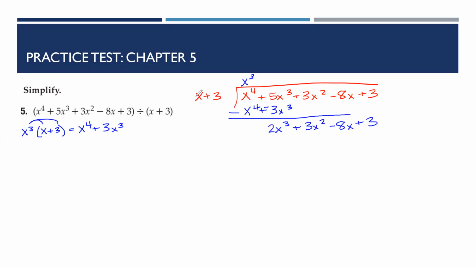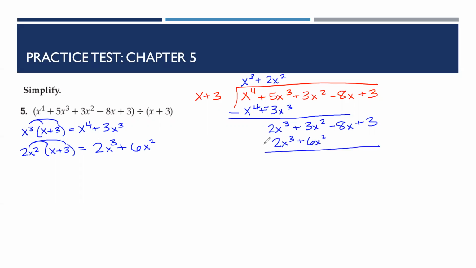And then now I have to decide, okay, x times what is going to give me 2x cubed. So it's going to be 2x squared. So I have to do 2x squared times x plus 3. So again, I'm distributing. 2x squared times x is 2x cubed, which is exactly what I wanted. And then 2x squared times 3 is going to be 6x squared. So that goes down here, 2x cubed plus 6x squared.